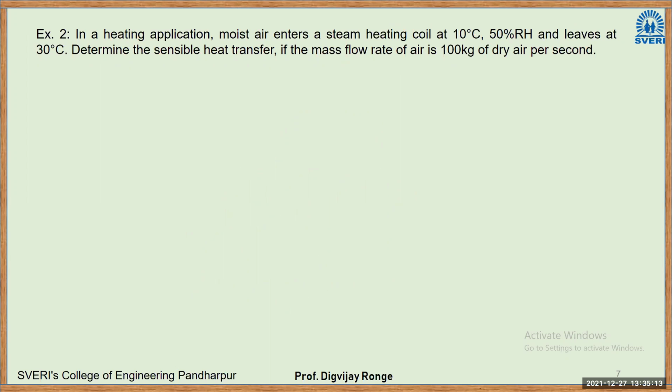So here they have given moist air, steam heating coil. 10 degrees Celsius, leaves at 30 degrees Celsius. Okay. So this is a straightaway example of sensible heating. Here we have to calculate how much heat is being added.